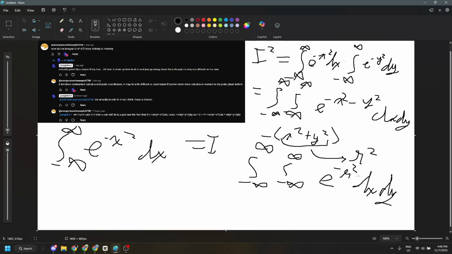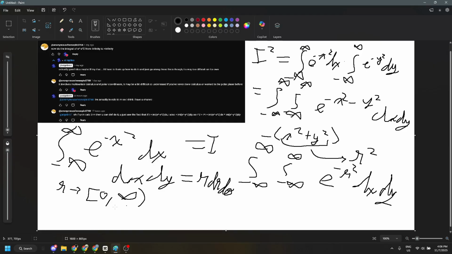And how do we integrate with respect to x and y? That's where polar coordinates come in. We have to replace dx dy with r dr d theta. And then we just need to find the bounds. r goes from 0 to infinity, and theta, of course, goes from 0 to 2 pi. I believe it goes to 2 pi.